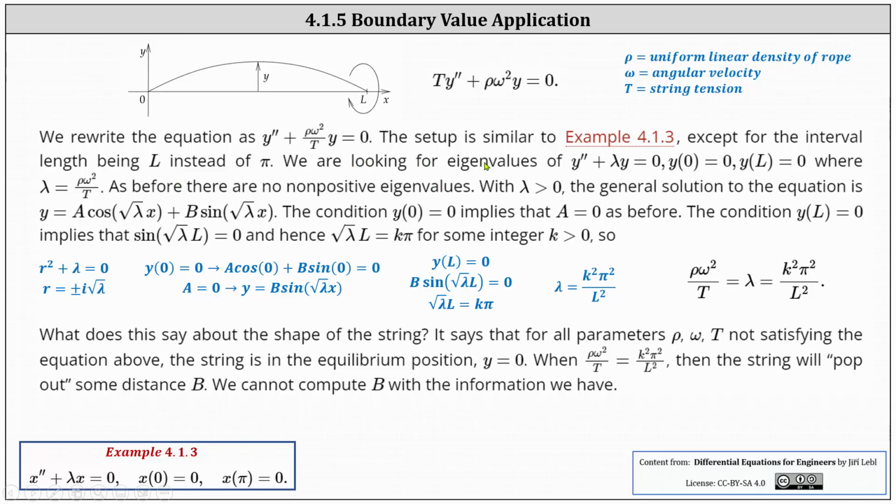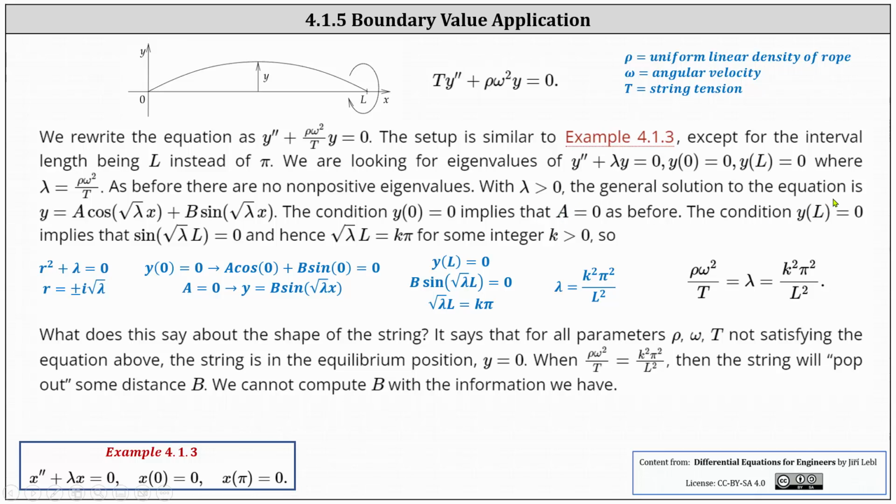We are looking for the eigenvalues of y double prime plus lambda y equals 0, where y of 0 equals 0, and y of L equals 0, where now lambda is equal to rho omega squared divided by T. And since rho, omega, and T are all positive, there are no non-positive eigenvalues, and therefore we only have to consider lambda greater than 0.